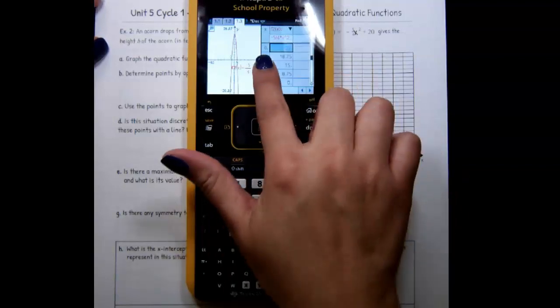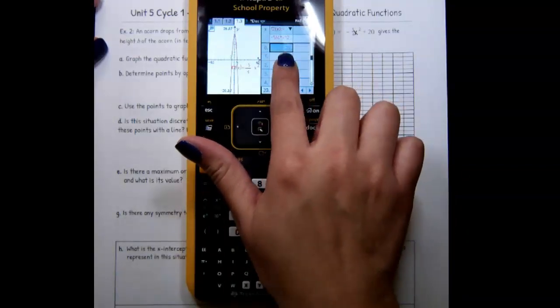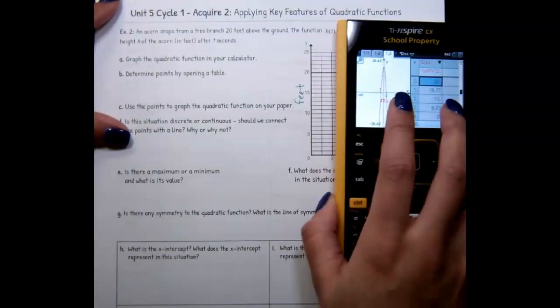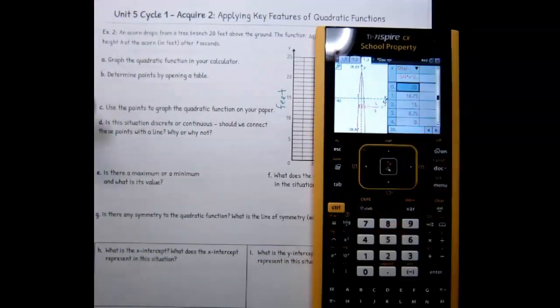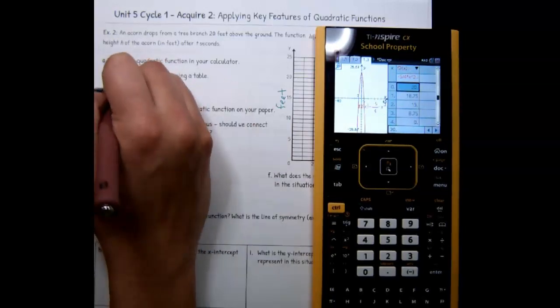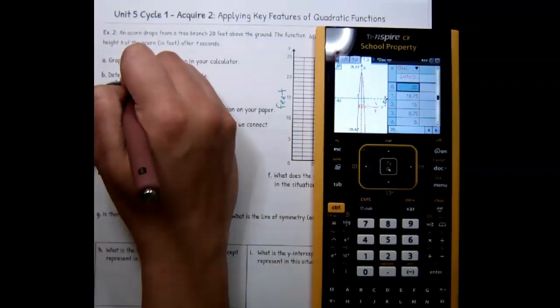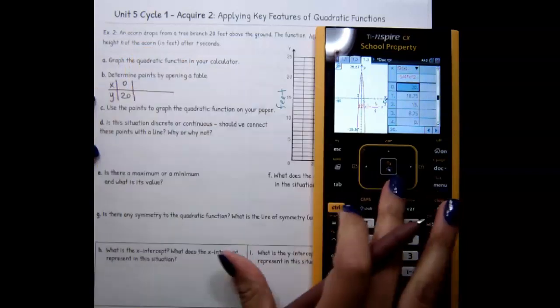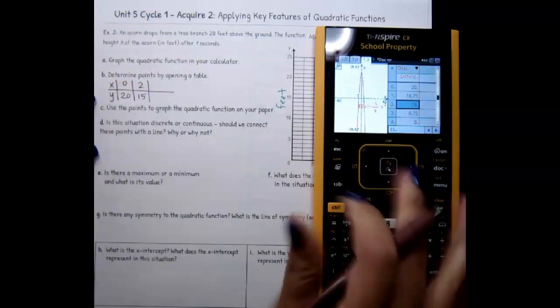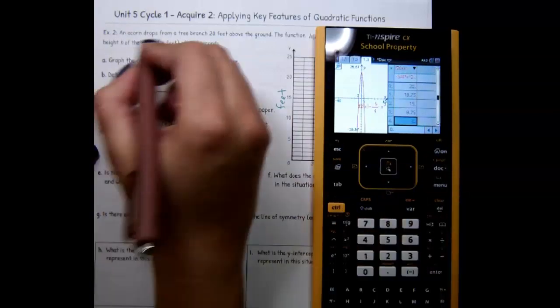Well, I need the table, so Control T. I'm going to go to 0 because that's my first x value on my graph. So I'm going to create my table from the calculator, just like last time. So 0, 20. Remember, we skip all of the decimals. We only want whole numbers because it's really hard to graph decimals.